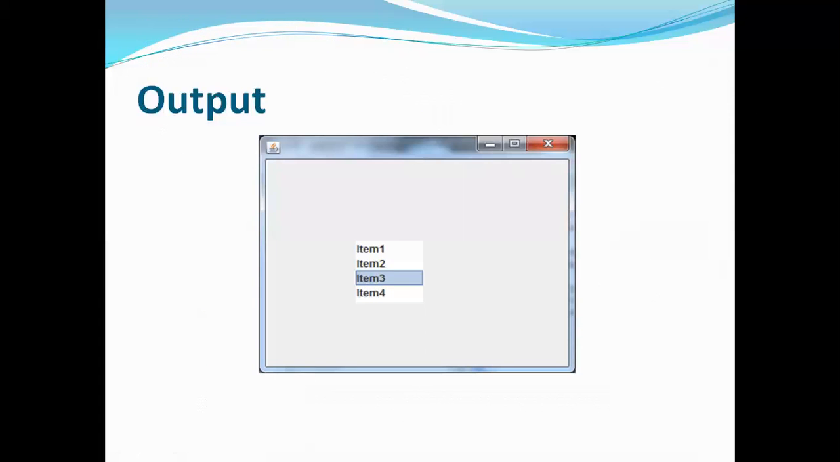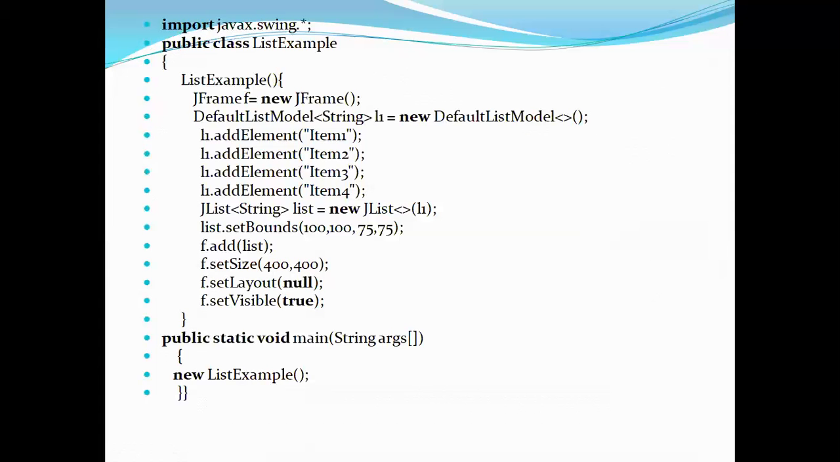Now, let's see how to write a program to include this JList in your frame. I'm creating the object for my JFrame. So, JFrame frame is equal to new JFrame. Then, I'm writing DefaultListModel. So, there are different models for displaying lists. I'm using the DefaultListModel, which will just display some set of items here.